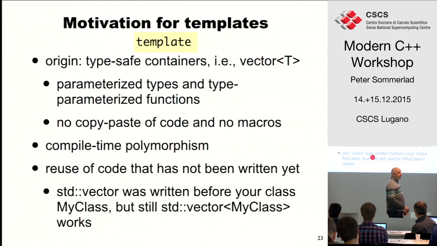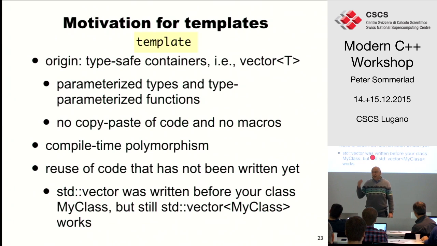So Bjarne came up with the idea: we want parameterized types and type parameterized functions, without copy-paste and without the curse of macros. Macros have no more uses in C++ except for unit testing and for include guards. No more other uses of macros. And if you still have macros in your code, use development to get rid of them, either by replacing them with constexpr functions or constant definitions, or by inlining the code individually where the macro is called.